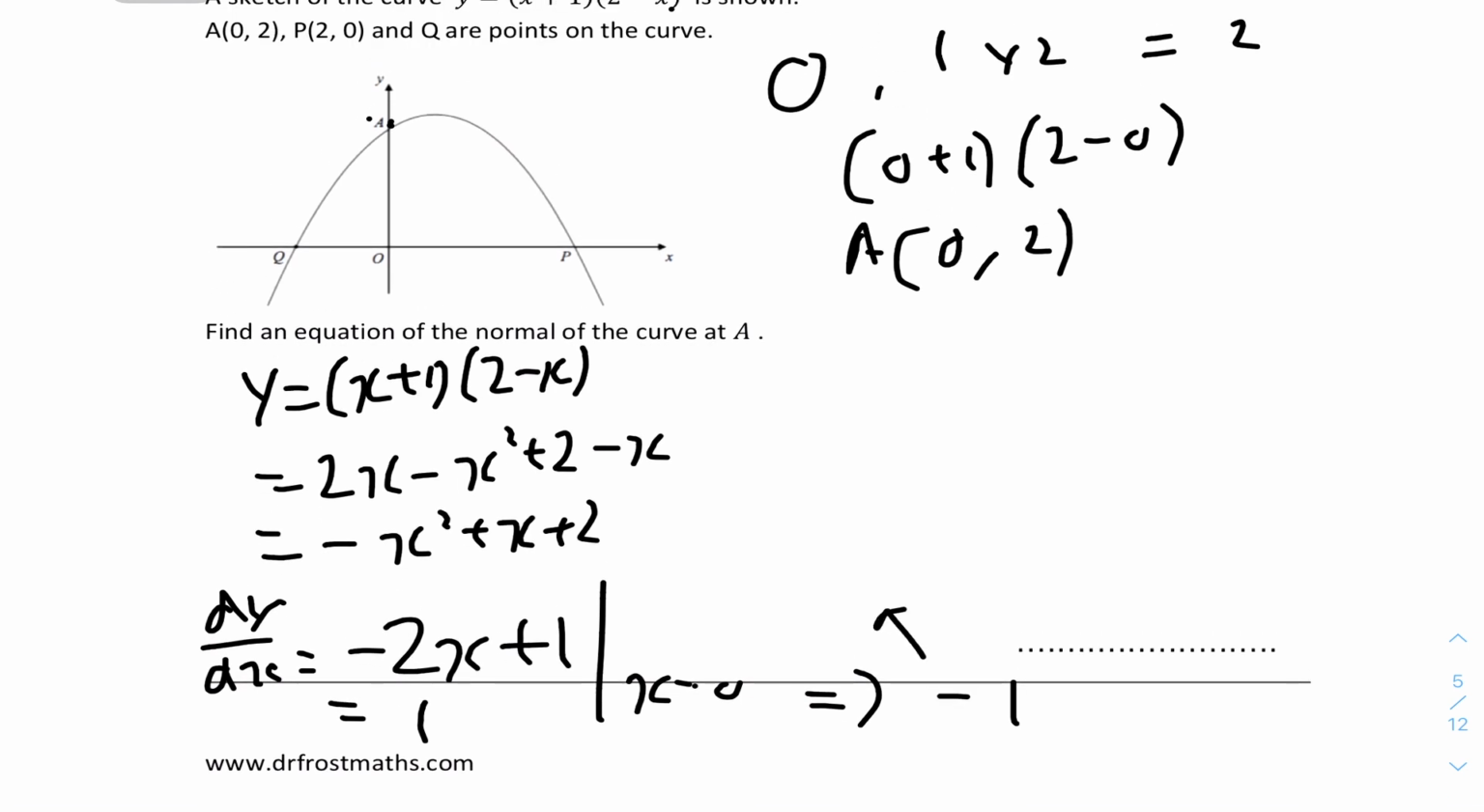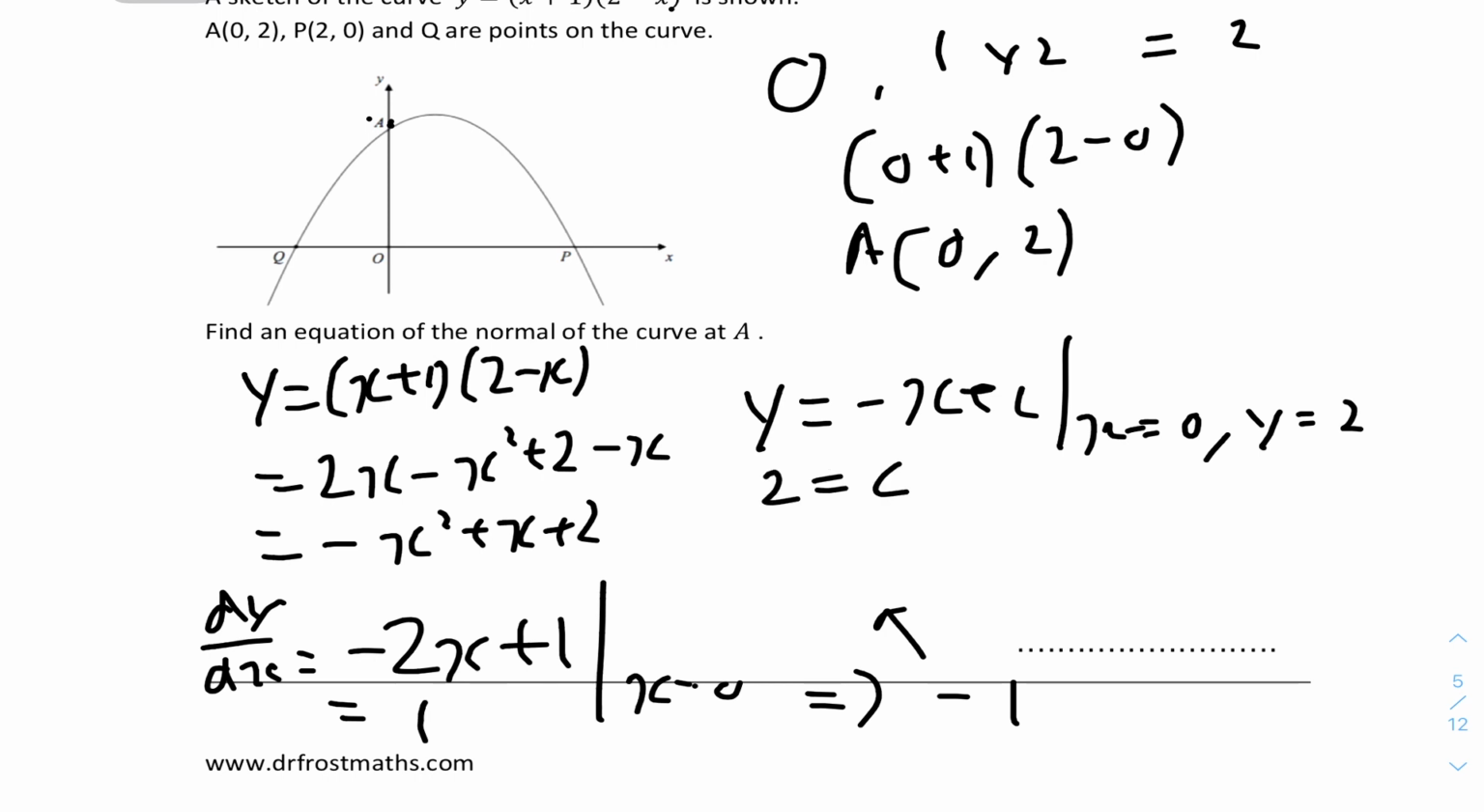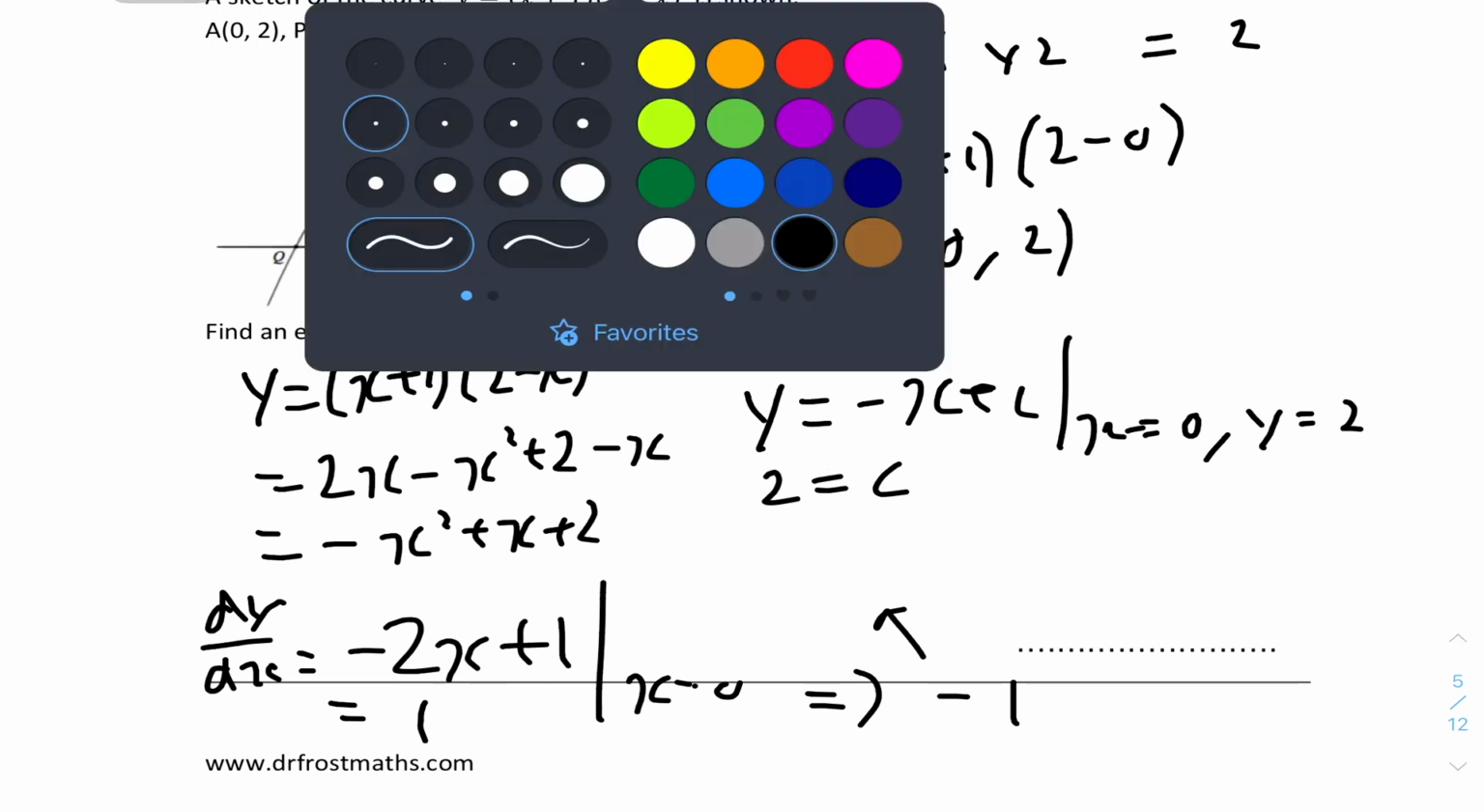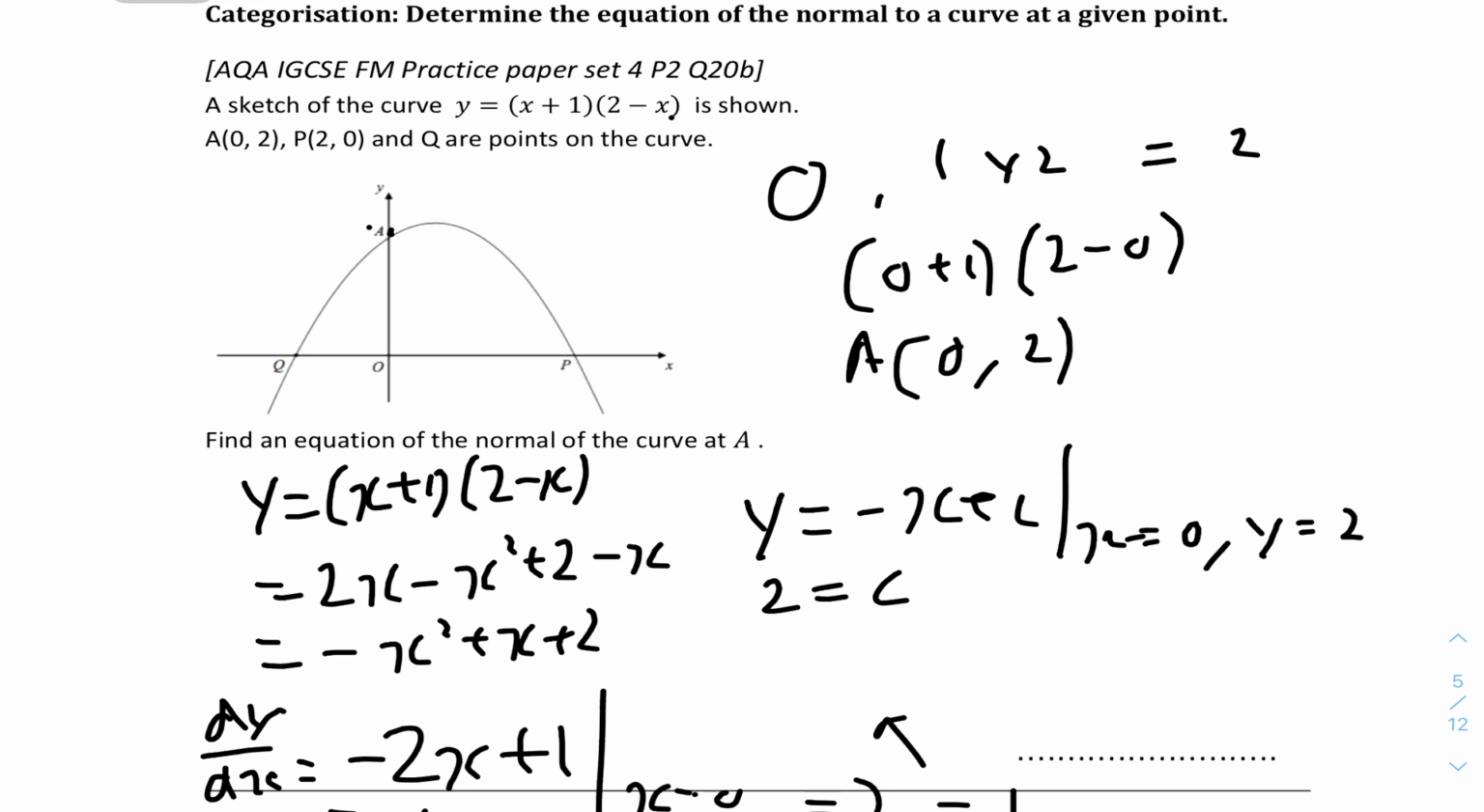So it will be y equals minus x plus c, where x is equal to 0 and y is equal to 2. So it will be 2 plus c. That means the final answer is y equals minus x plus 2. So y equals minus x plus 2, and that's the answer.